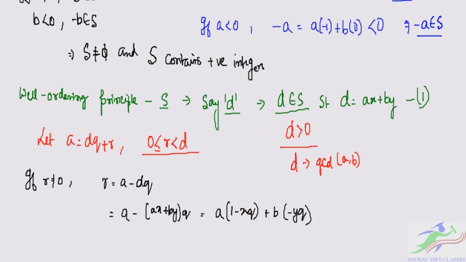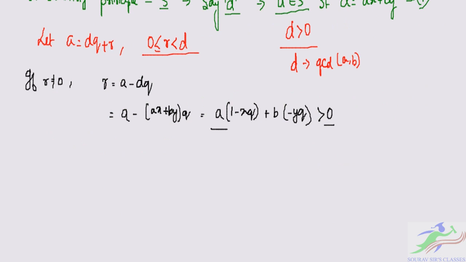So this is greater than 0, a of (1 minus xq) plus b of (minus yq). This should be greater than 0, where 1 minus xq and minus yq are integers.